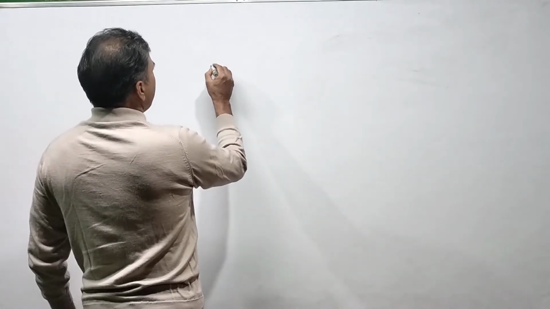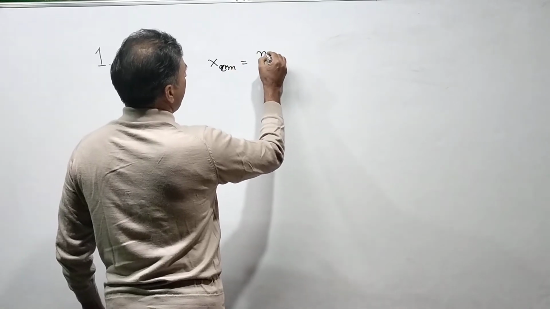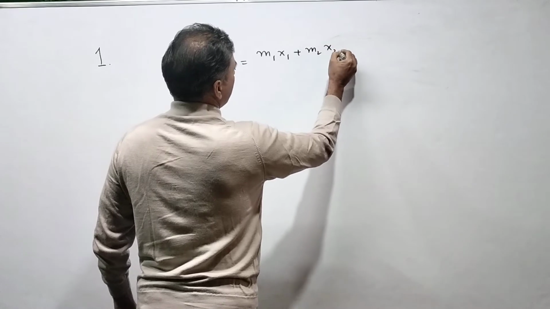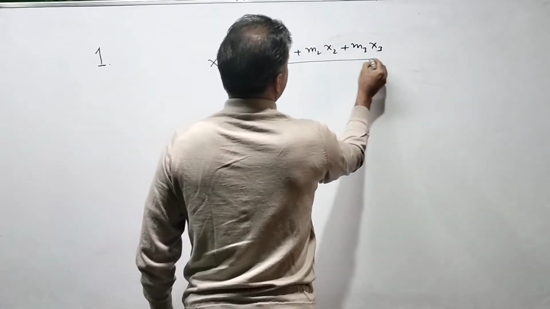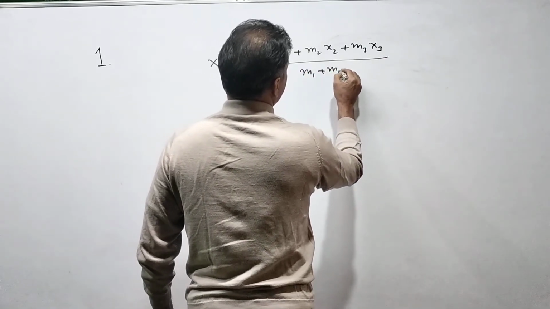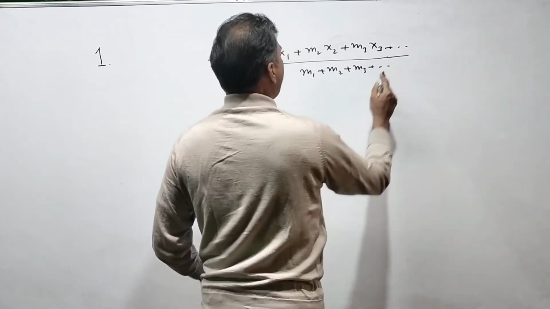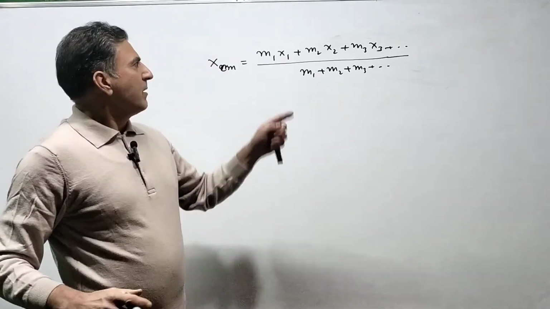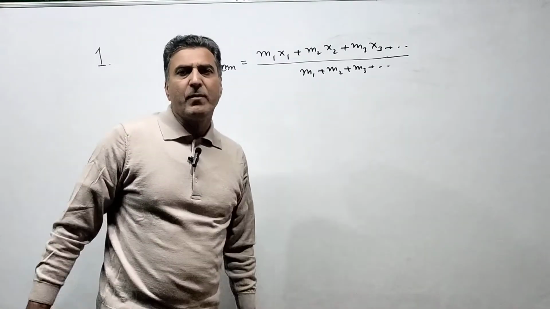Now see, the center of mass of discrete bodies, axiom, is equal to M1 x1 plus M2 x2 plus M3 x3, divided by M1 plus M2 plus M3 and so on. This is the formula for discrete objects. M1, M2, M3 are located at different positions, and their individual positions are given by x1, x2, x3. This we have already done.